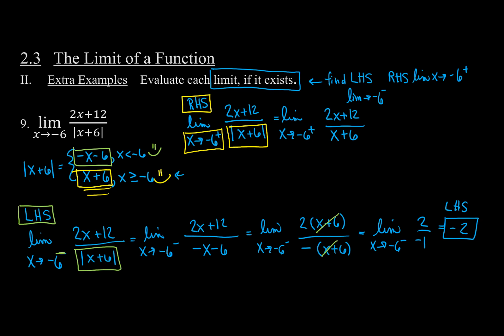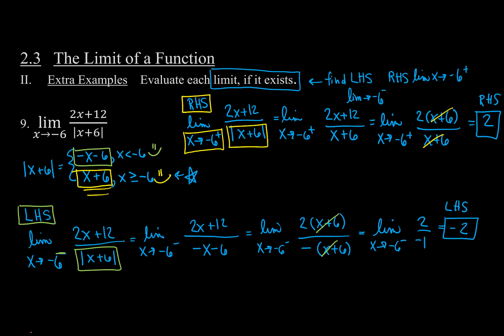because I'm using that right-hand definition. I'm going to factor again. I can only factor the top this time. But cool stuff does happen. My x plus 6's cancel. And I am left with a right-hand side limit of positive 2.